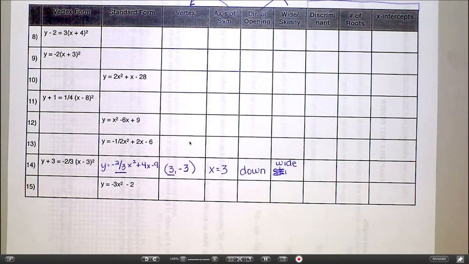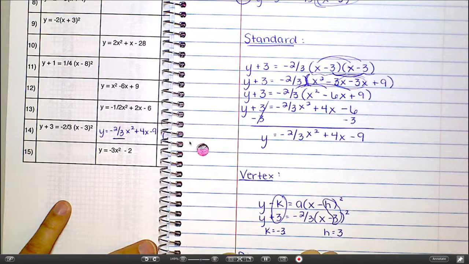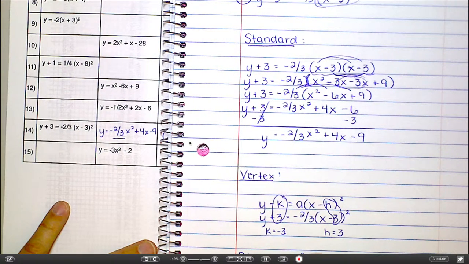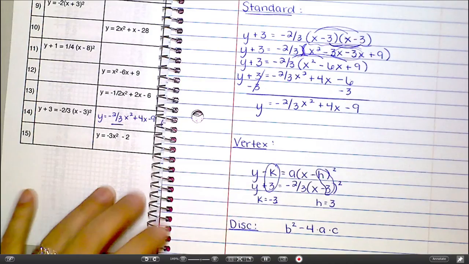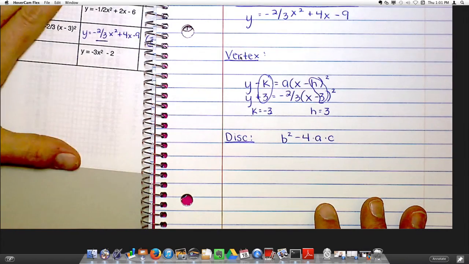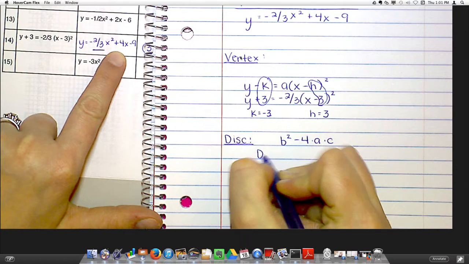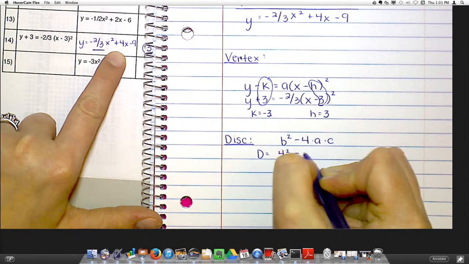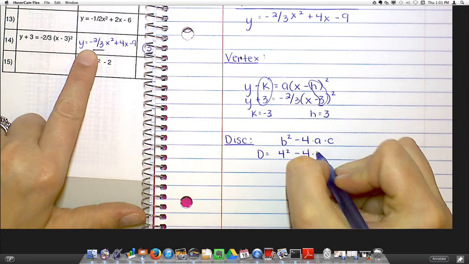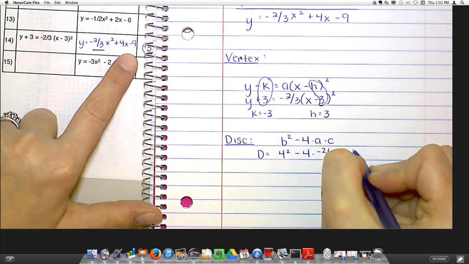So how do I find the discriminant? That would be b squared minus 4 times a times c. You're right. B squared minus 4ac is my discriminant. In my equation up here, my b value is 4. So I'm going to do 4 squared minus 4 times -2/3 times -9.